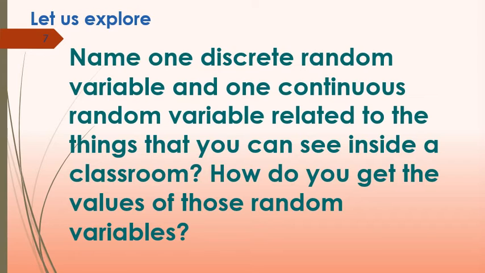Let us name one continuous random variable we see inside a classroom. We can get the value of this variable through measuring. One good example is the length of a blackboard inside the classroom. We can get the value of the blackboard through measuring. So we will measure the length of the blackboard. That is one good example of a continuous random variable.